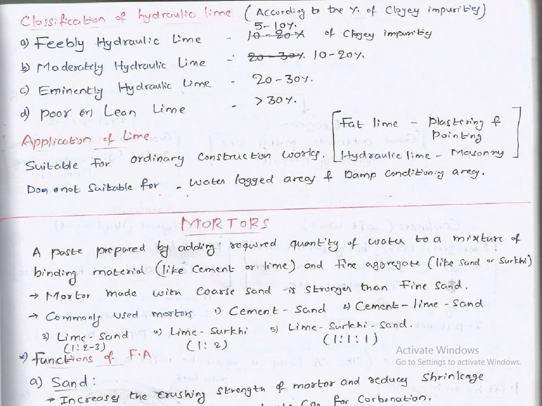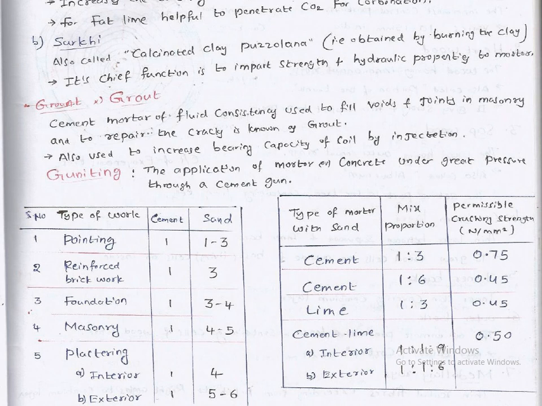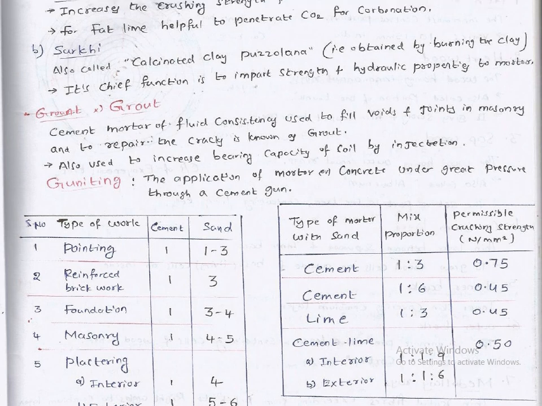Functions of fine aggregates. Sand increases the crushing strength of mortar and reduces shrinkage. For fat lime, it is helpful for penetration of carbon dioxide for carbonation. Surkhi, also called calcined clay pozzolana, is obtained by burning of clay. Its chief function is to impart strength and hydraulic properties to mortar.